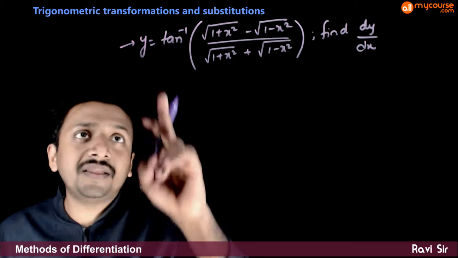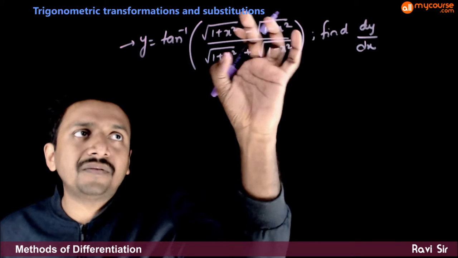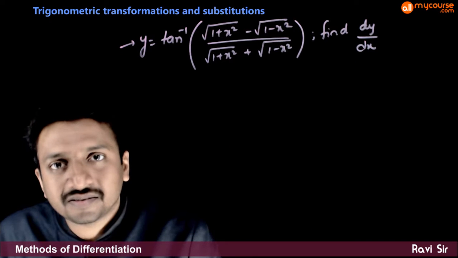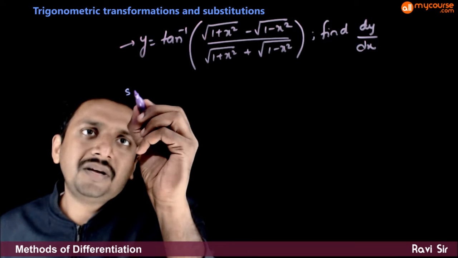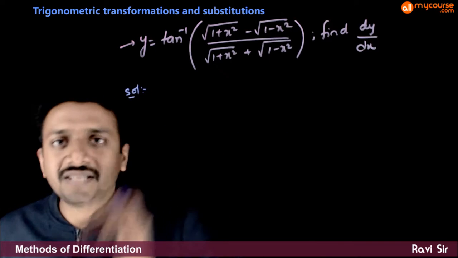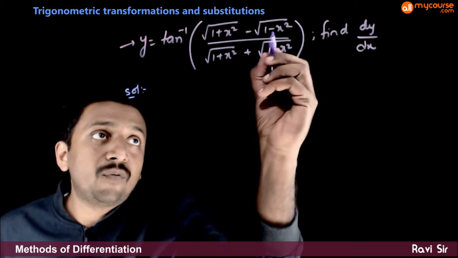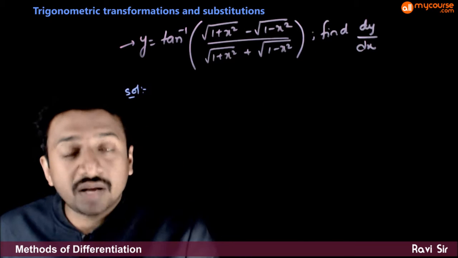In this question, you're given that y is equal to tan inverse of this minus this by this plus this. Find dy by dx. So here also let us first try to simplify this expression. So what is the substitution that we do? So we have 1 minus x square as well as 1 plus x square.